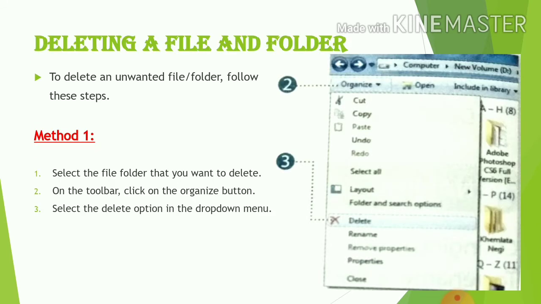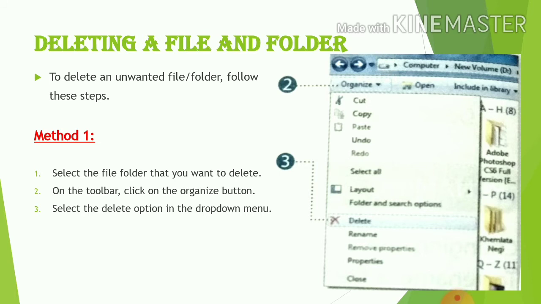So students, first of all we have to know how to delete a file and folder on your Windows 7. To delete an unwanted file or folder, you have to follow these steps. Before that, you should know that there are two methods to delete your file and folder on Windows 7. The first method is to select the file and folder that you want to delete. First of all you have to select your file and folder. आपको वो file और folder select करना होगा जिससे आपको delete करना है.